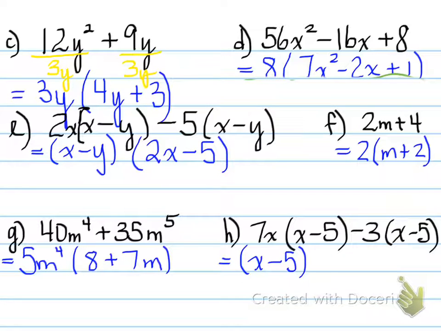And what will be left? If I took out x minus 5, so it's this x minus 5 and this x minus 5, we're taking out one of those, we'll be left with 7x minus 3. Again, we take out this x minus 5, we take out this x minus 5, we're left with 7x minus 3 as our second set of brackets.